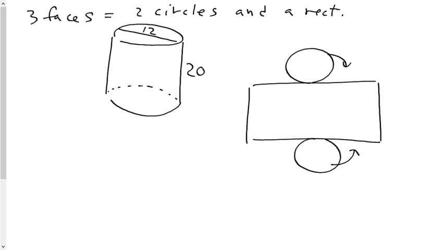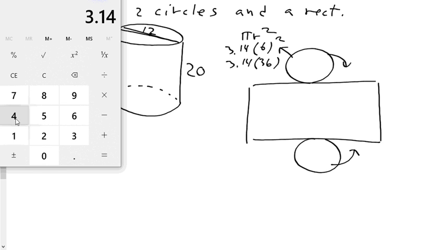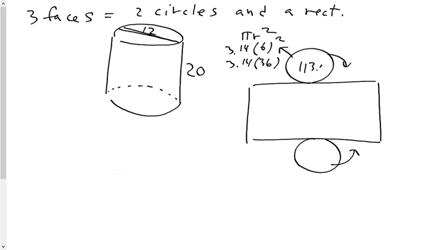Our formula for this circle, actually both circles because they're identical, is pi r squared. So 3.14 multiplied by, now this number here is the diameter. So if the diameter is 12, the radius is half of that. Do your exponents first. So 3.14 multiplied by 36 is 113.04 as the area of one circle. And since it's a right prism, the bottom circle shall be the exact same measure, also 113.04 square units.